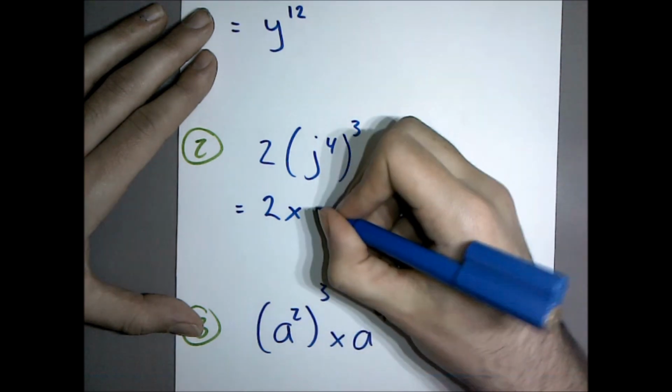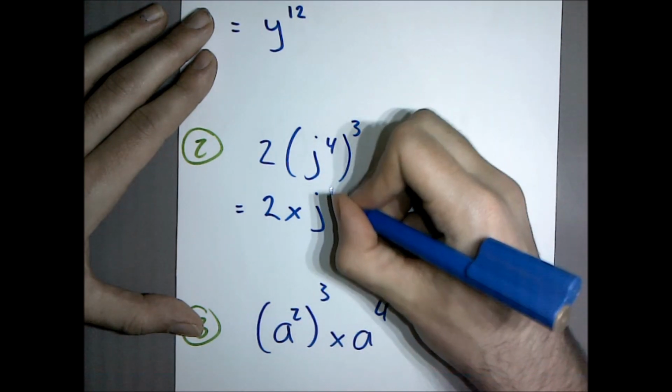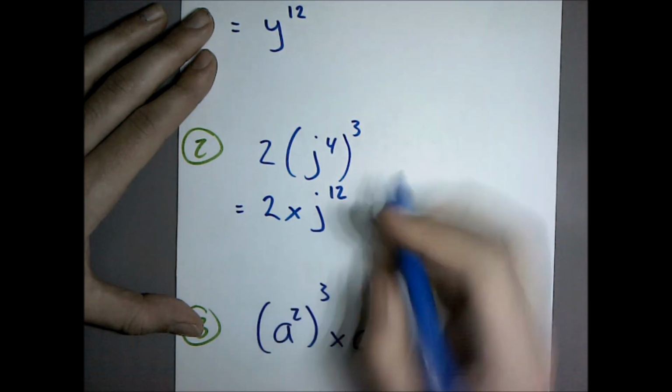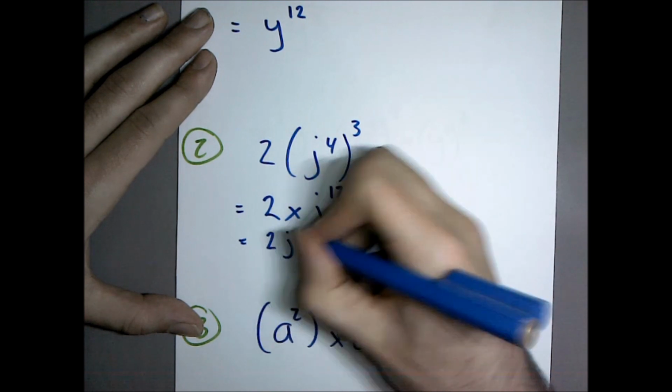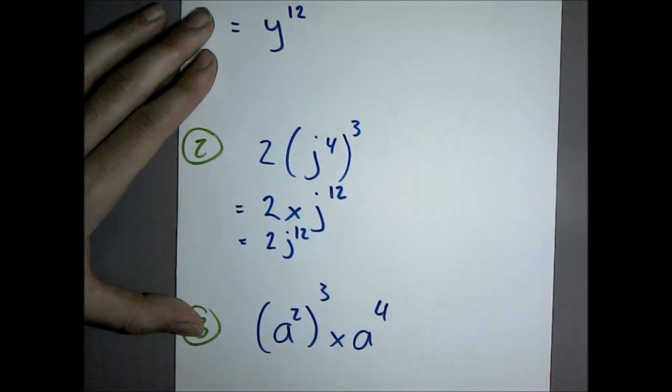So it's going to be j is my base, 4 times 3 is 12, and if you want you can just simplify it by getting rid of that multiplier. So 2 times j to the 12 is just 2j to the 12, and you're done.